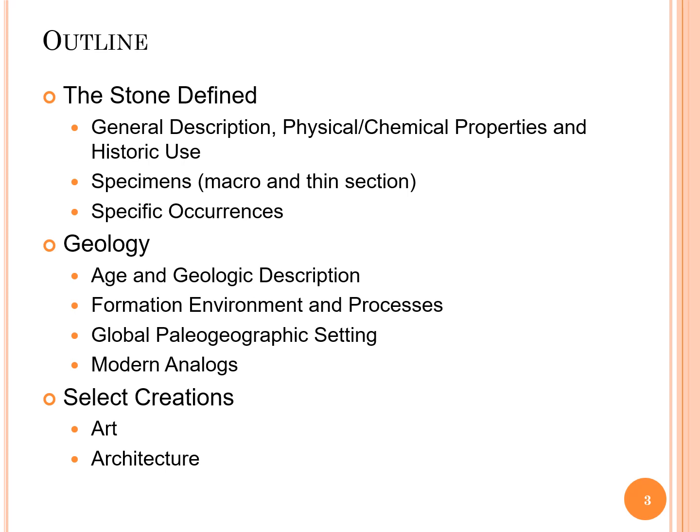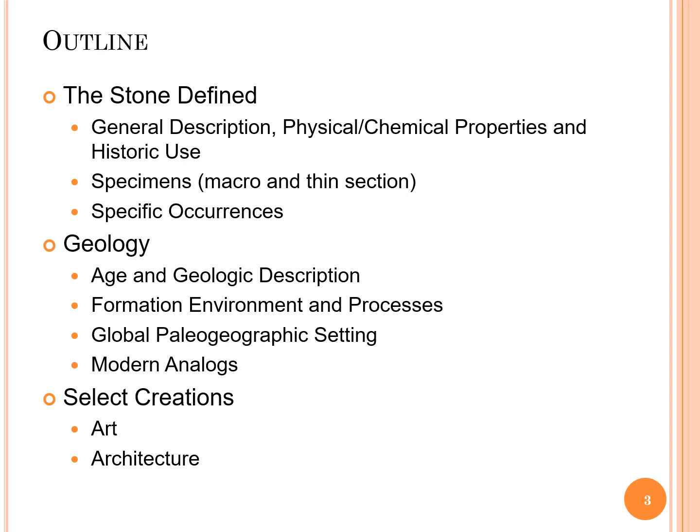And as usual for all of the Geology of Sculpting Stone series, we have a three-part outline. We'll begin by taking a look at the stone defined, its general description, physical and chemical properties, and historic use. We'll take a look at specimens, pictures, both large and small scale, thin sections. We'll take a look at specifically where you can find this stone.